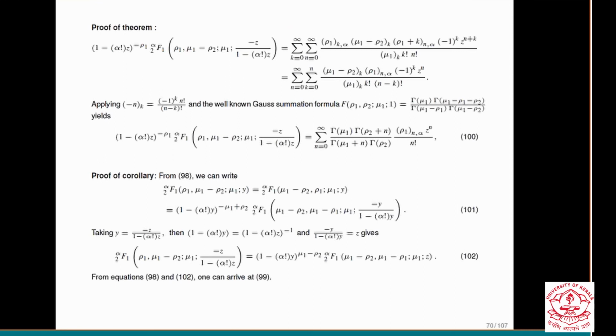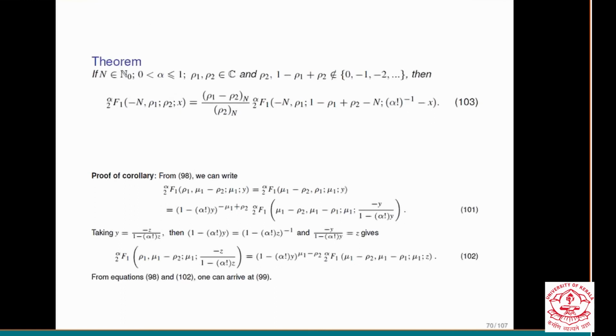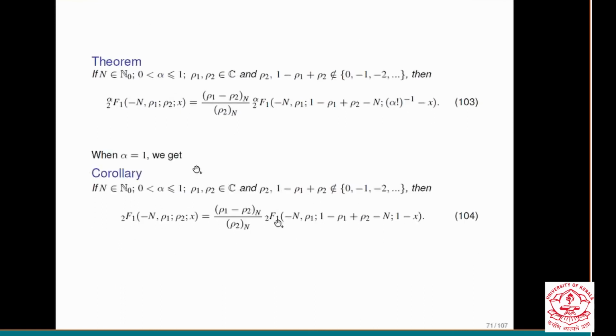This can also be written, and if I take some substitutions like this, we can also obtain the result. This is your 102, and this is our theorem. This is your 103. And if alpha is equal to 1, then we will have this one, 2F1 with minus n, rho 2F. This is your equation number 104.